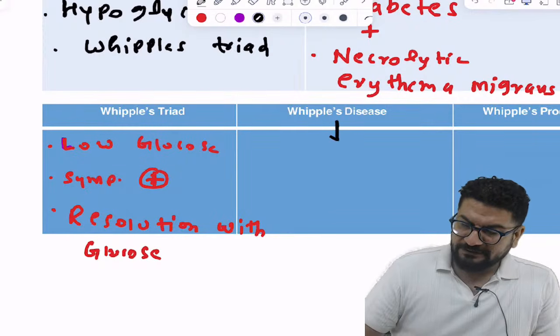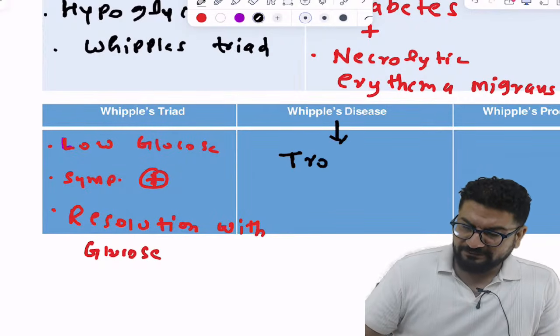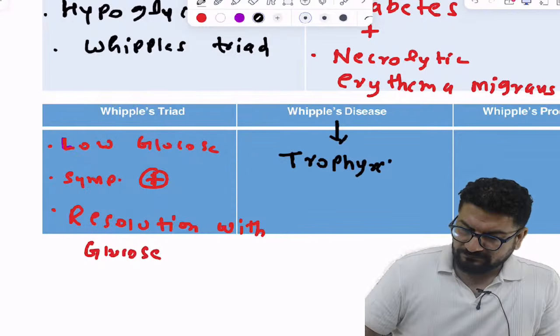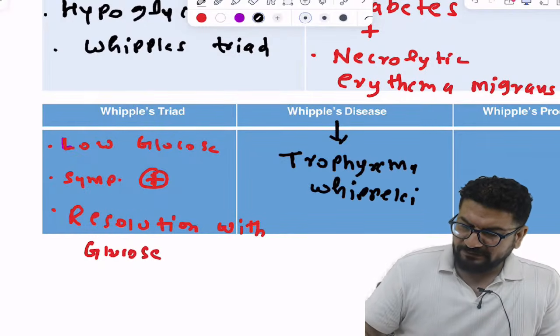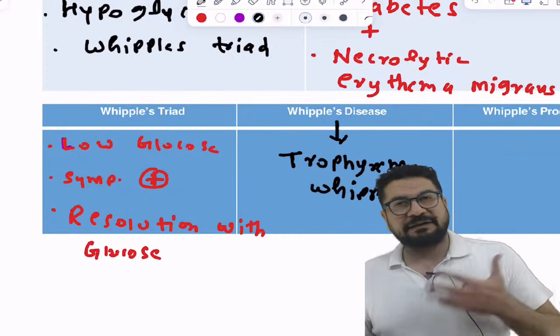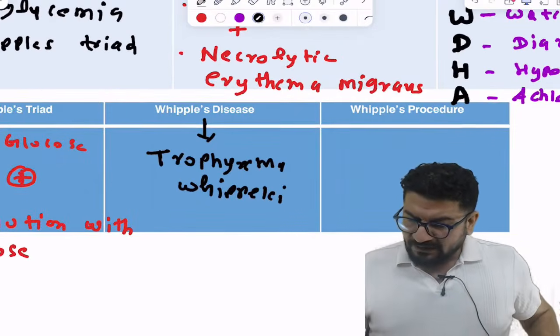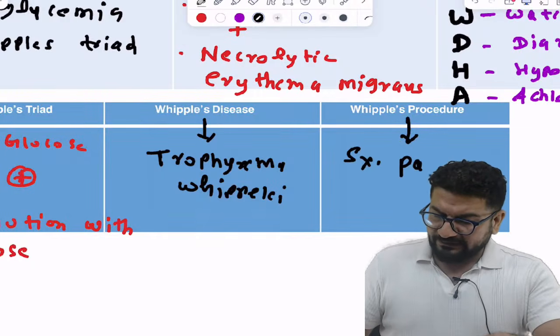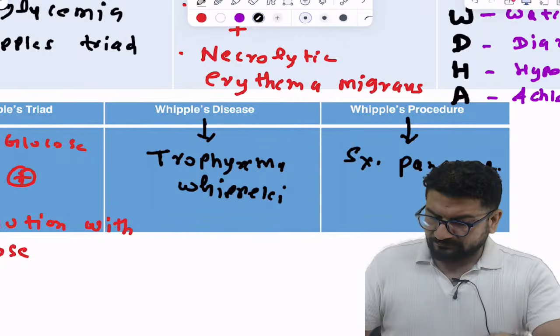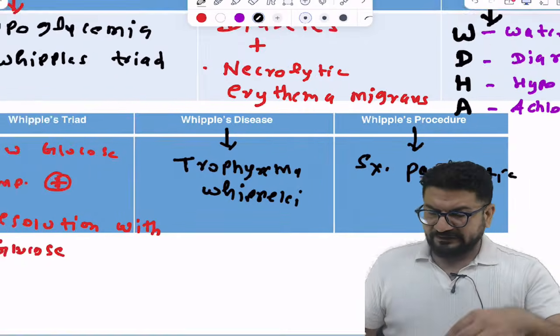Whipple's disease is due to Tropheryma whipplei. It is a bacterium which comes under actinomycetes. And Whipple's procedure is the name of a surgery for pancreatic cancer.